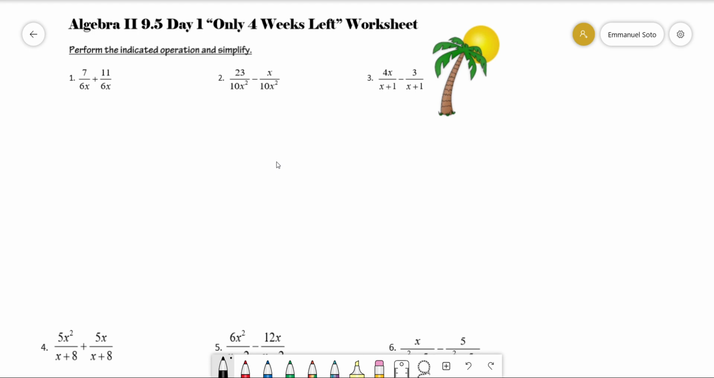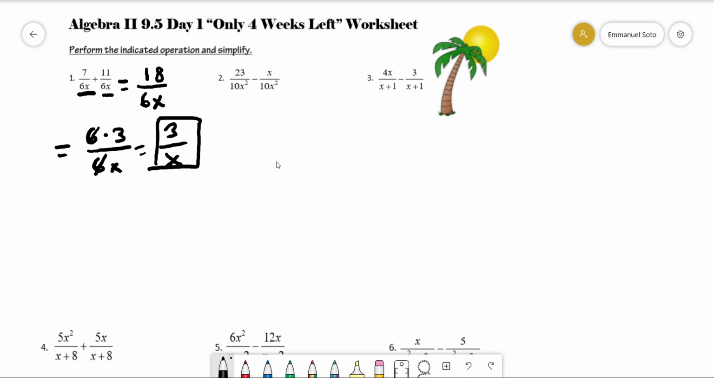Here we have common denominators. So remember, when you deal with fractions and you have the same denominators, you do not have to worry about adding or subtracting those denominators. You simply keep the denominator the same. So you're going to add the numerators here. So 7 plus 11 is 18, so you get 18 over 6x. And then you're going to simplify that. So 18 is the same thing as 6 times 3. And then we have the 6's cancel, so it leaves us with 3 over x. And that's our final reduced form.